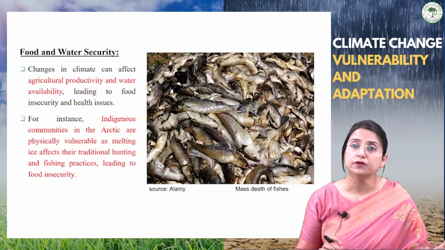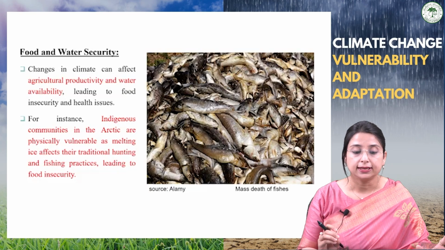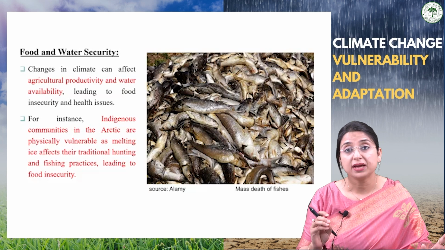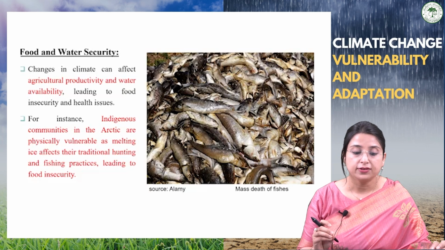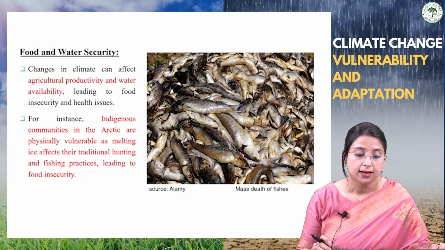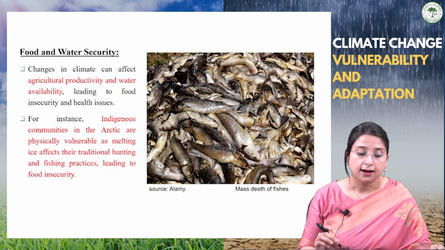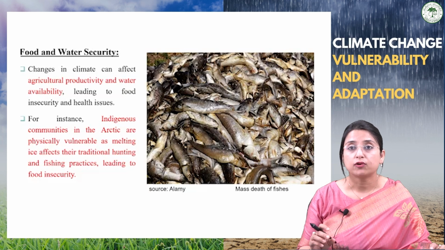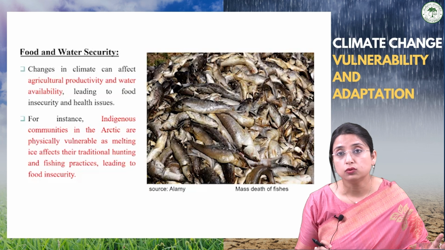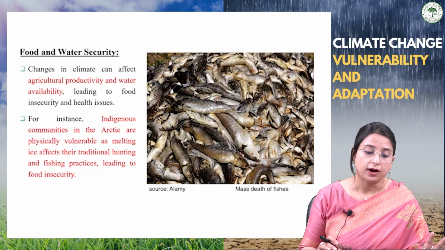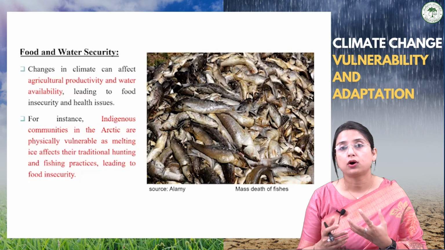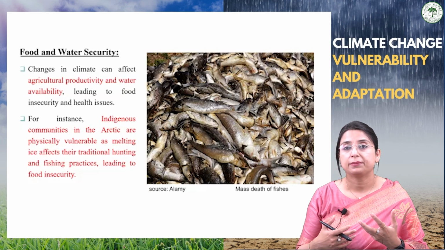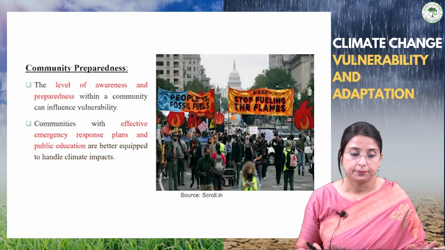Not only this, if we are talking about food and water security, changes in climatic conditions can affect agricultural productivity through water scarcity, maybe due to drought, or many times the crops may be destroyed due to flood conditions. You can give the example that indigenous communities in the Arctic are physically vulnerable as ice is melting there, and they are mainly dependent upon traditional hunting and fishing practices, which is leading to food insecurity due to the melting of ice. So there are certain changes which take place in food and even water security due to prolonged drought, rising global temperature, or sea level rise. So they are more vulnerable.